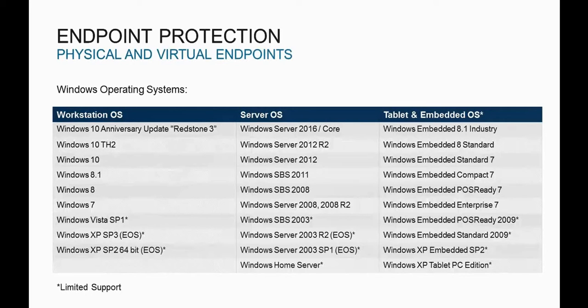Bitdefender Endpoint Security Tools is compatible with the Windows workstations, servers, tablets and embedded operating systems listed on this slide. For some of the operating systems, marked with an asterisk, starting January 1, 2017 until January 1, 2020, Bitdefender will provide limited support, more precisely only signature-based anti-malware protection, on a case-by-case basis.